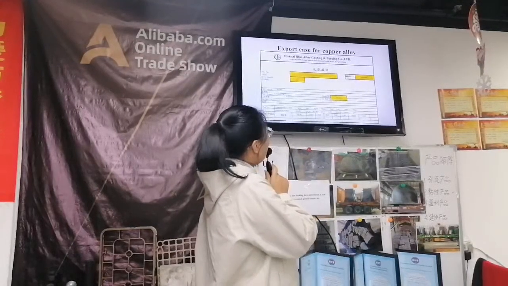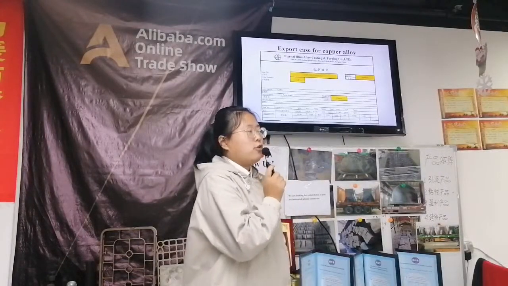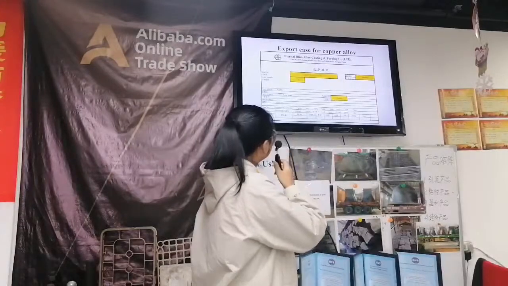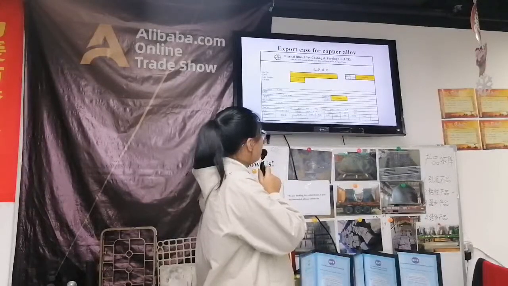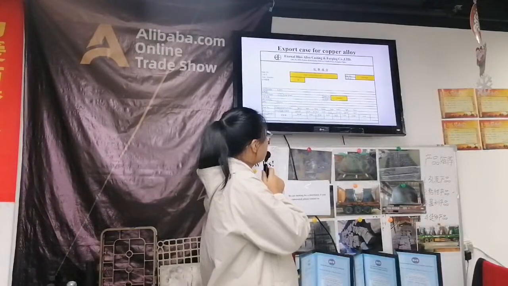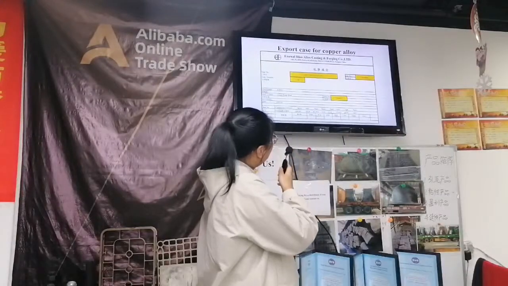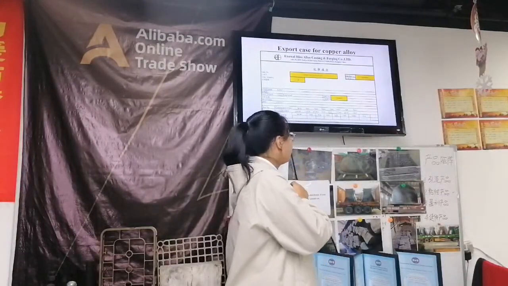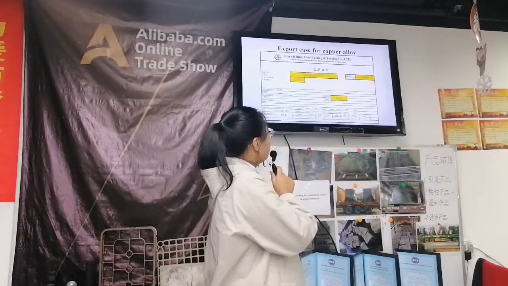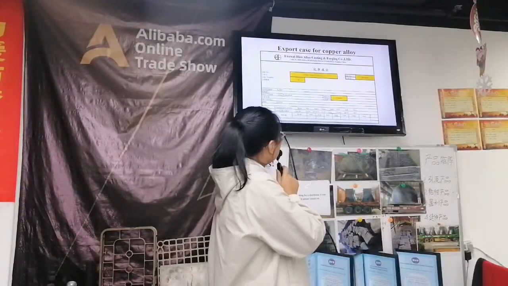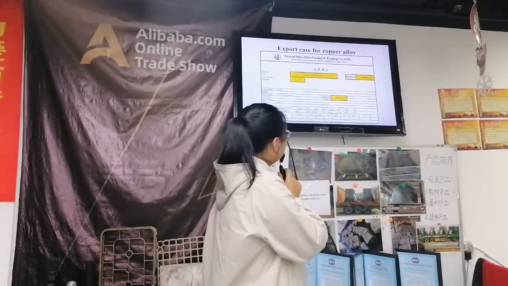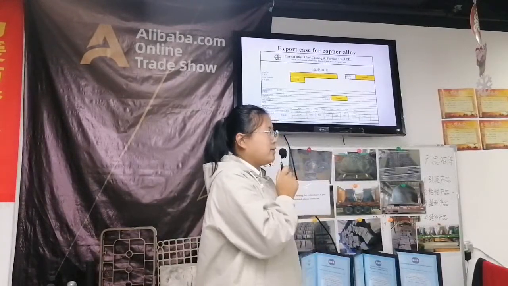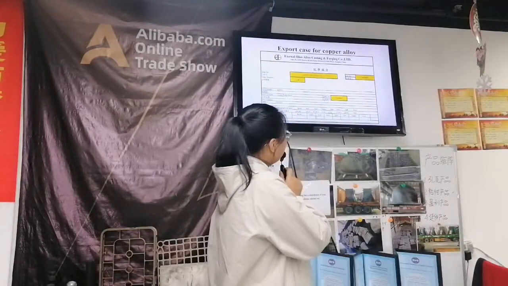This one is chemical composition test report for copper alloy. You can see the material is C95210. For composition, for copper, the range is more than 86%, and the actual value is 86.84.